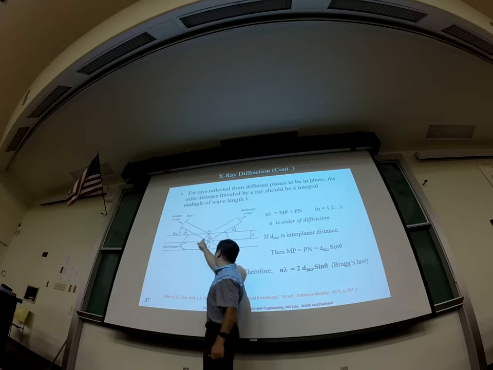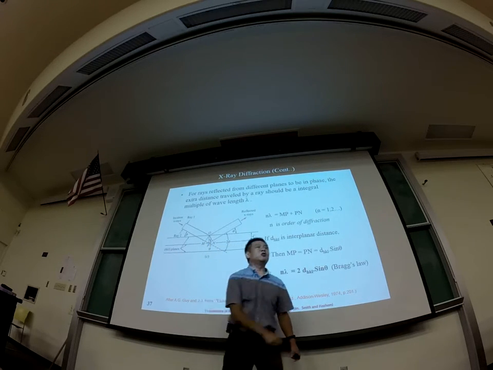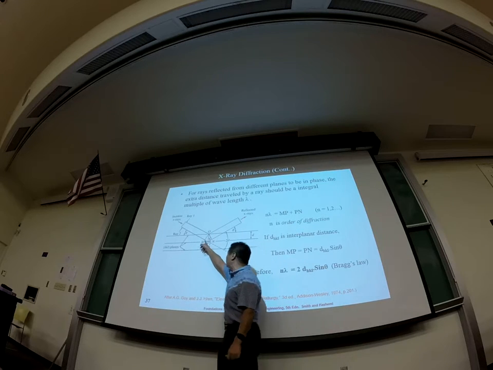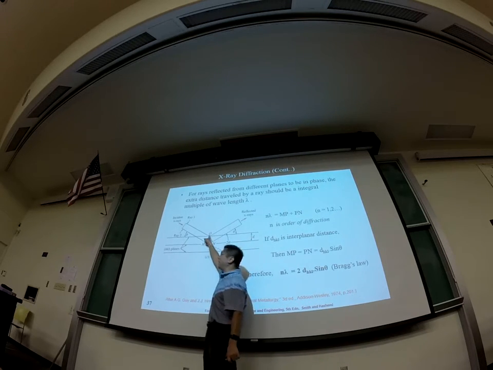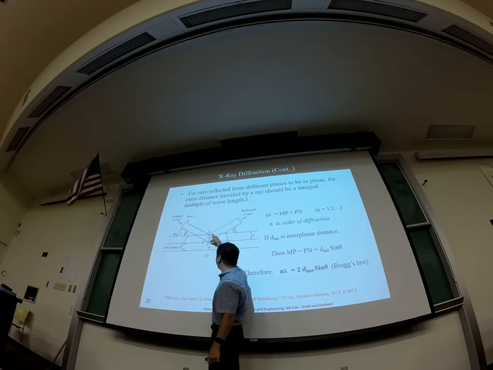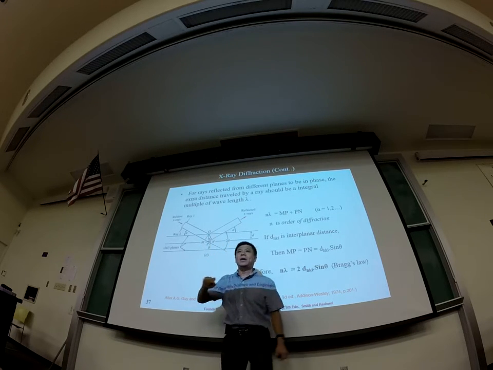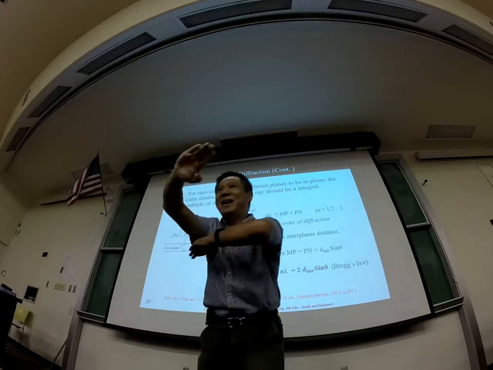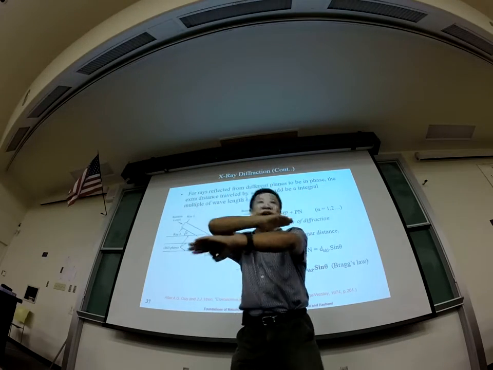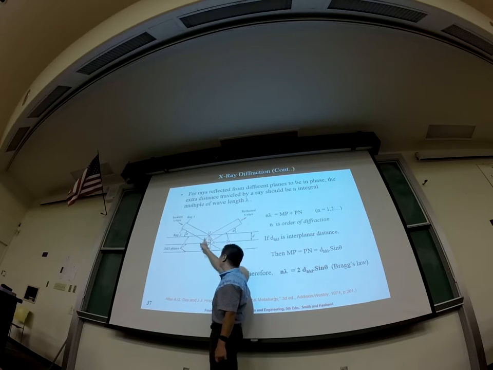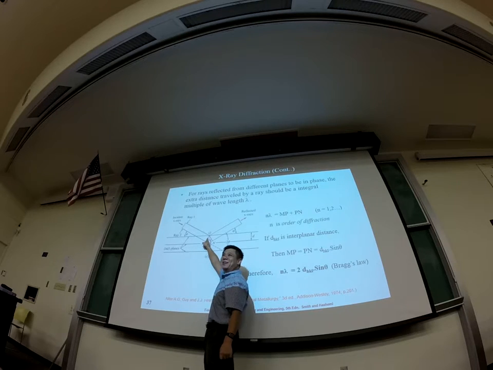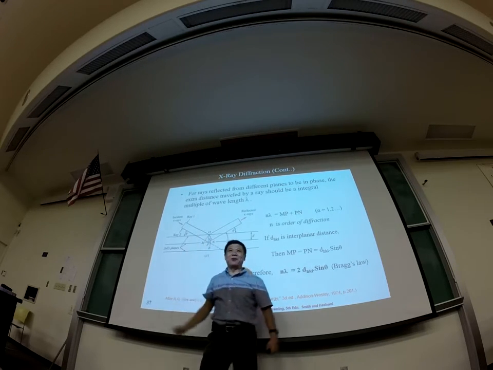So MP is easy to calculate, because MP equals what? If you think about this right triangle, MP equals OP times sine theta. OP is the interplane distance, right? We call that dHKL. So dHKL times sine theta. Don't forget, this angle is also theta, the incident angle for the X-ray.